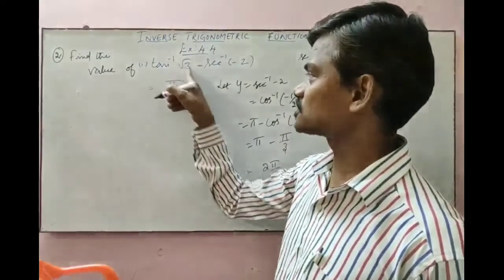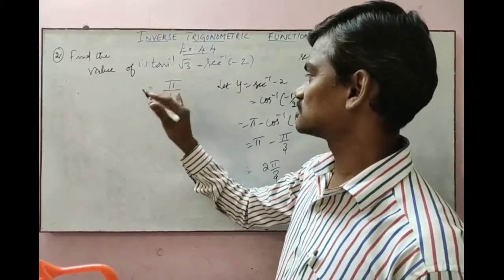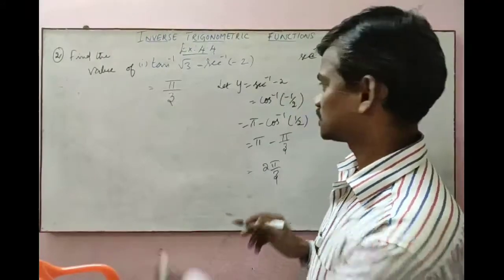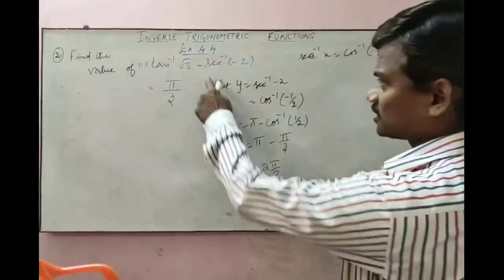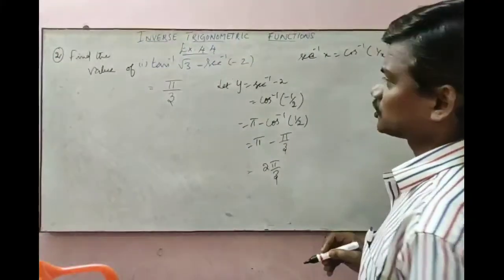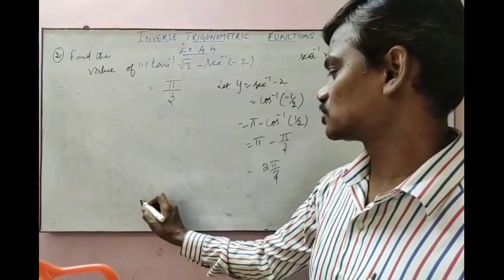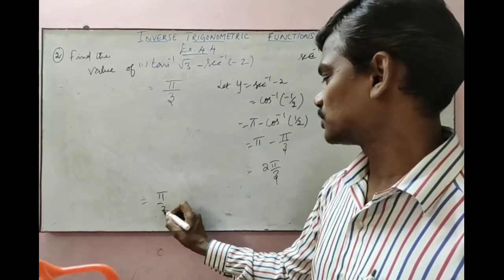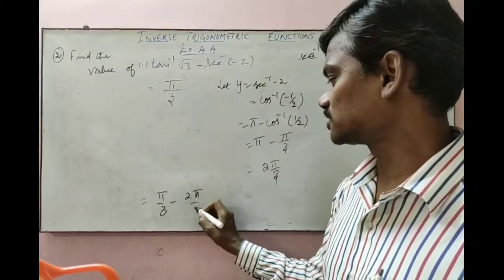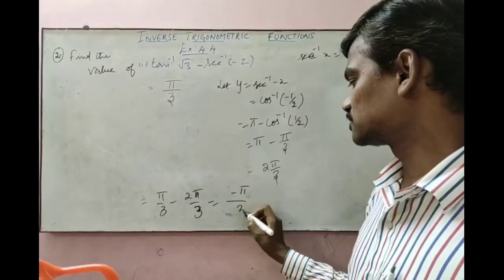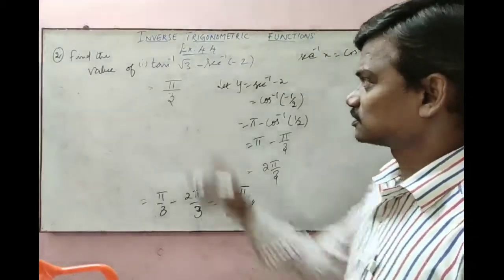Here tan inverse of root 3 is 60 degree. 60 degree can be written as pi by 3. Here pi by 3, here 2 pi by 3. In this we have to subtract those two values. So the tan inverse of root 3 minus secant inverse of minus 2 is pi by 3 minus 2 pi by 3, which gives minus pi by 3. So this is the answer for the question.